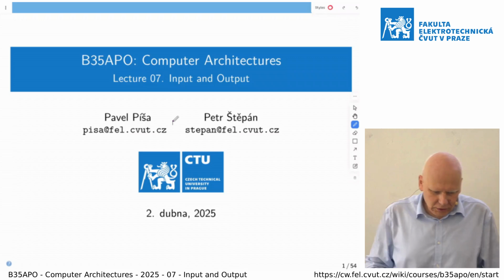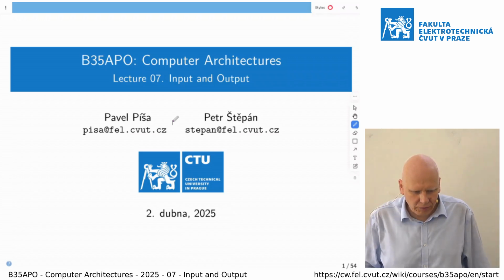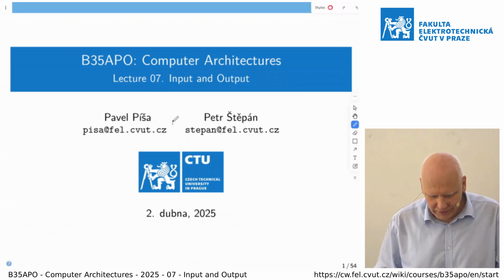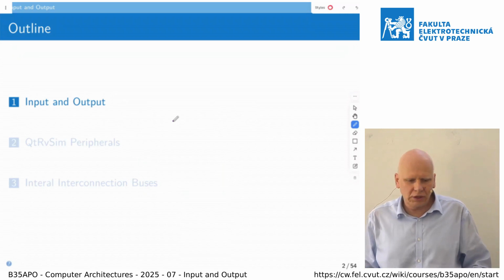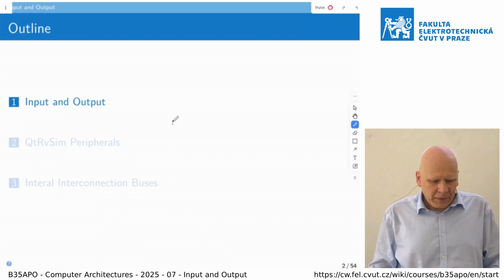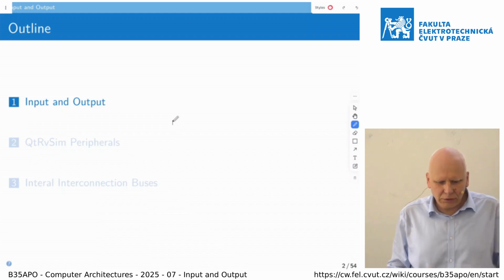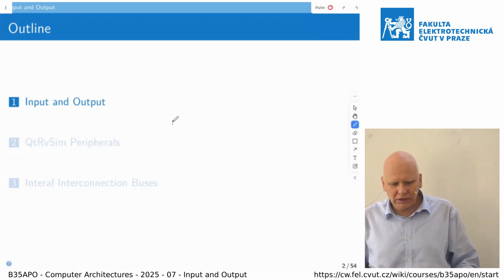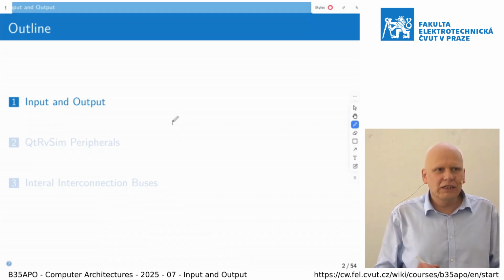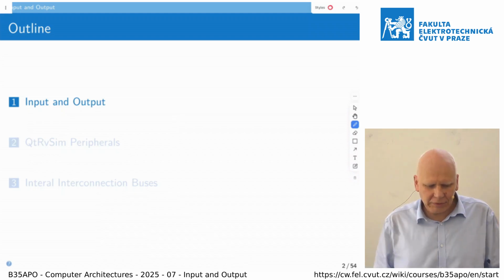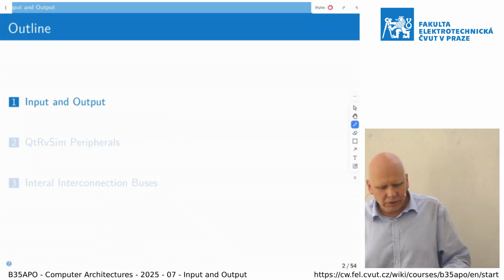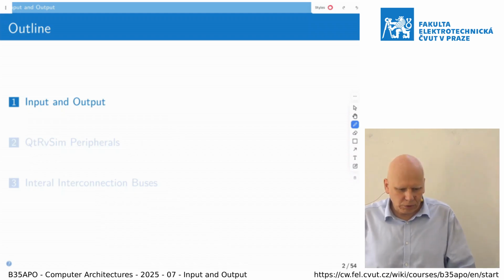So I invite you to the 7th lecture from the Computer Architectures course. For today's lecture, we will look at the input and output of our computer, and we will practice it with Qt sim. During the next lecture, we will look at the possibility to use real hardware, our MZ-APO boards, which you will use for the semestral projects.